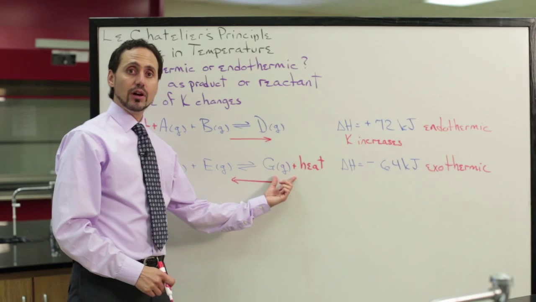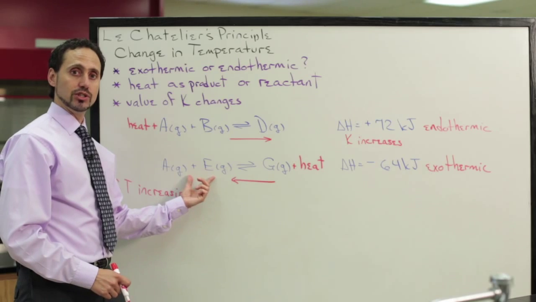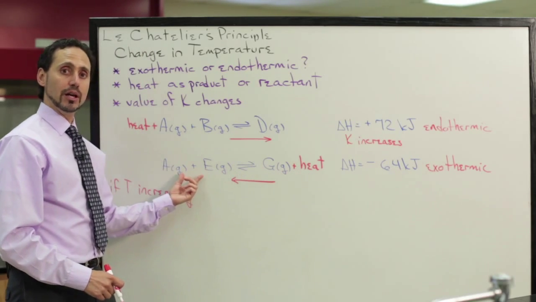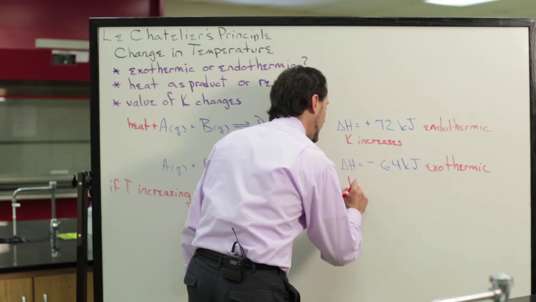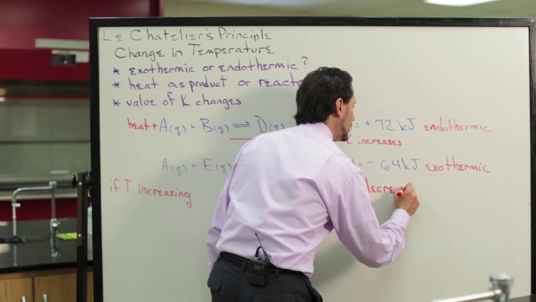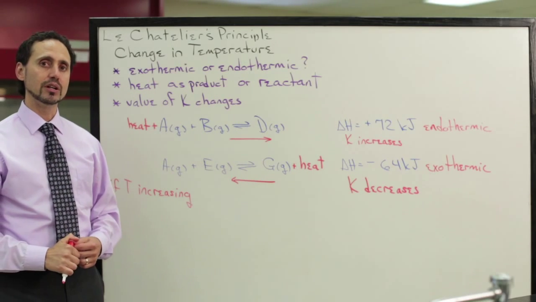The products are getting smaller. The reactants are getting larger. So the numerator is decreasing, the denominator is increasing. So that means that for an exothermic reaction, the value of the equilibrium constant decreases when you increase the temperature of the system.